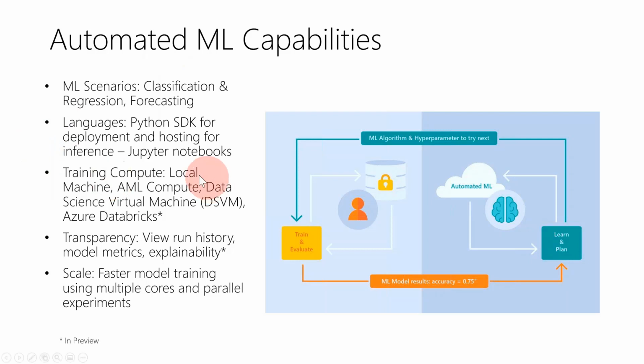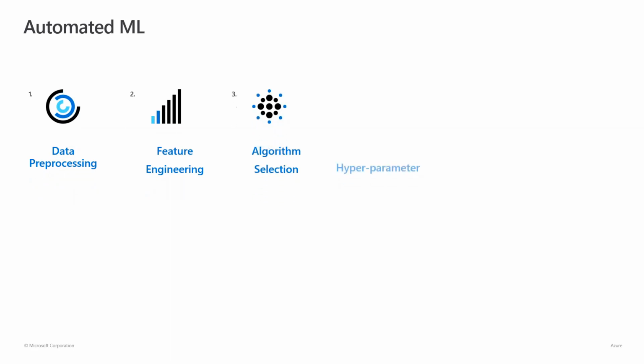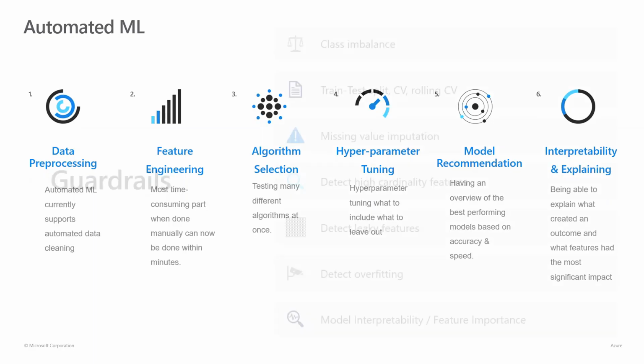The training compute, so you can either use a local machine, you can use Azure Machine Learning Service Compute, you can use a data science virtual machine or Azure Databricks. Today, I'm using a data science virtual machine, and I'm using a particular version that's deep learning, which does have GPUs. And then transparency: view the run history, the model metrics and explainability, and scaling. Okay, so that's what it does. Moving on. So you've got data pre-processing. This slide basically shows the steps of what happens during the process.